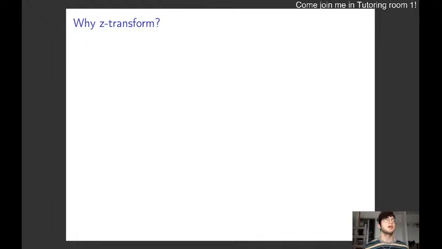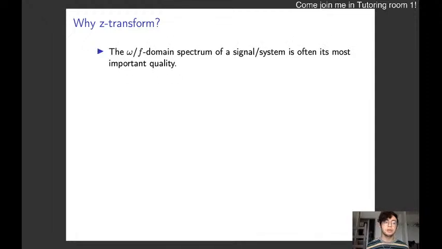I'd like to take a moment to actually ask a question. Why do we use the Z transform? Didn't we actually say during the Fourier analysis unit that the spectrum is the most important quality? That's how we can tell what our system's doing. That's the one that we actually see show up in real life. And yes, that's true. That's still true.